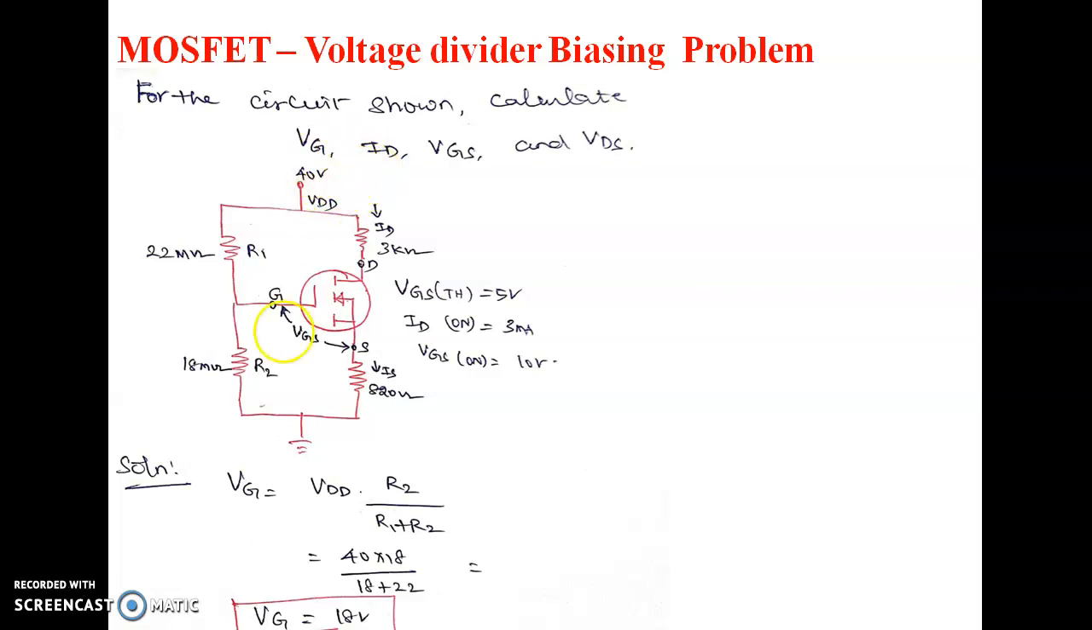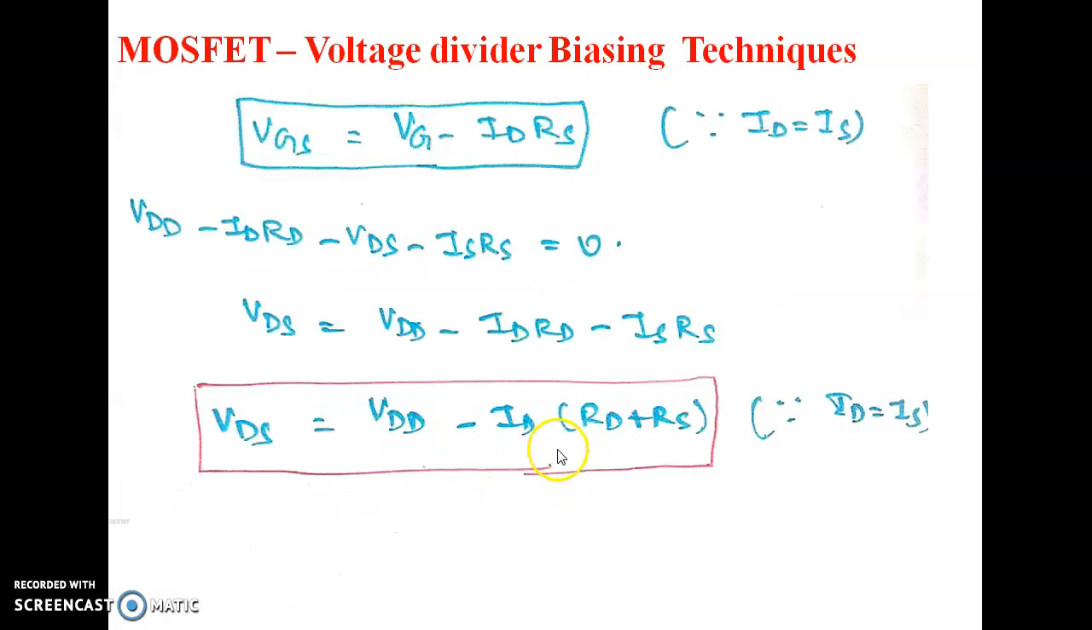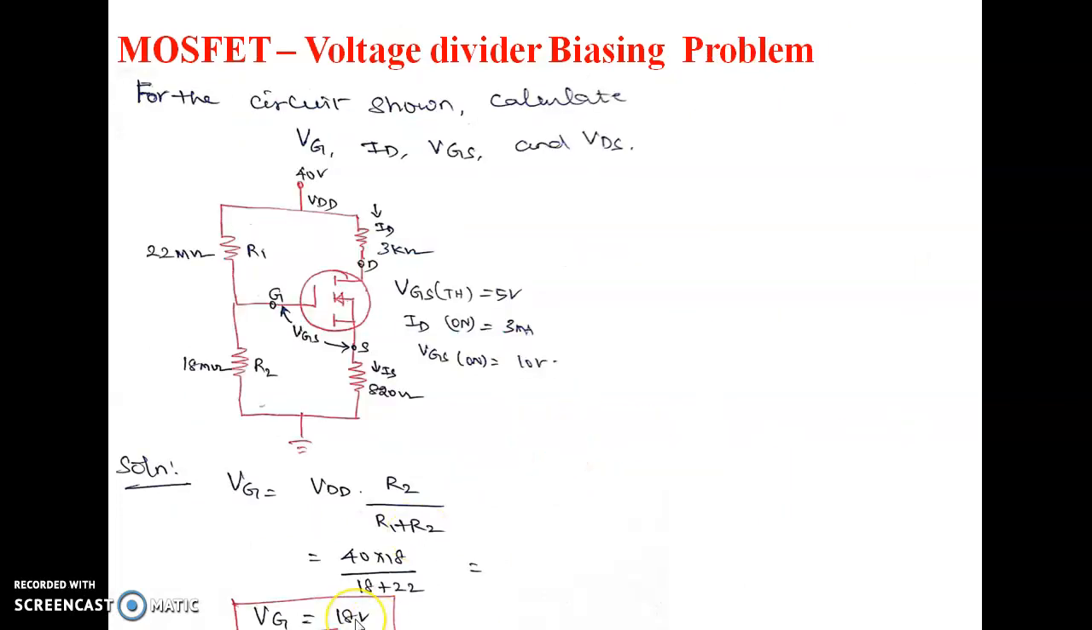So this is our values given and the circuit diagram is given, everything: VGS, threshold, ID and VGS. Let us go with the first one solution. So first step, to find this VG. VG equals R2 divided by R1 plus R2 into VDD, this is the formula. So VG equals 18 volts.